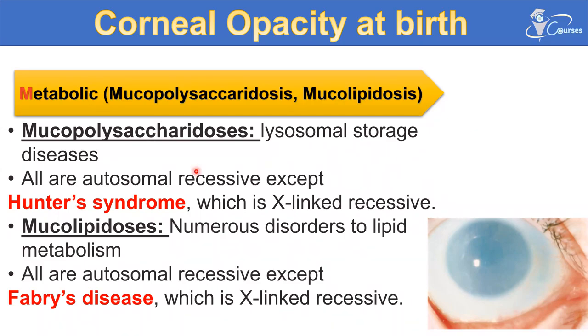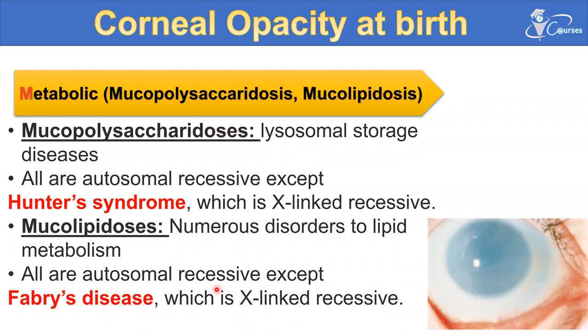And what is asked in the MCQ exams is that all are autosomal recessive except the Hunter syndrome. Hunter syndrome is X-linked recessive. Another group of diseases called the mucolipidosis are characterized by disorders in the lipid metabolism. They are also all autosomal recessive except Fabry's disease, which is X-linked recessive. Again, all mucopolysaccharidosis are autosomal recessive except the Hunter syndrome. All mucolipidosis are autosomal recessive except Fabry's disease.